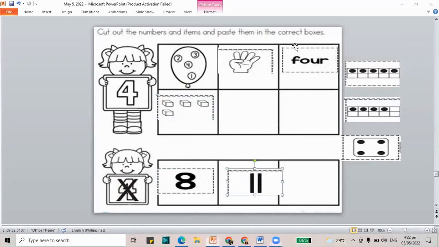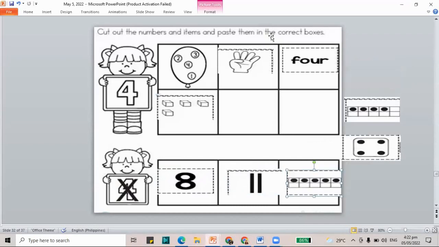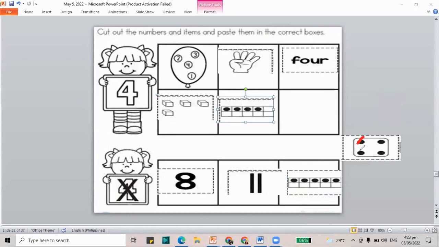How about the frame? How many dots? 1, 2, 3, 4, 5. That's for 5, not 4. Put it at the bottom. How many dots in the frame? 1, 2, 3, 4. This is 4. Let's space. And the dice, 1, 2, 3, 4. It has 4 dots. Let's put it here.